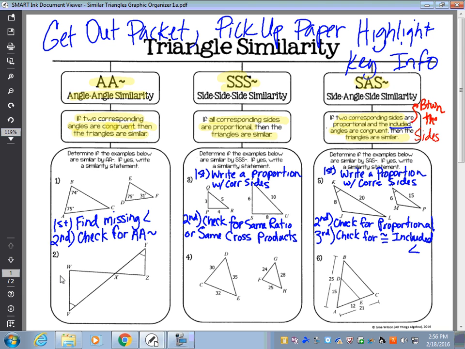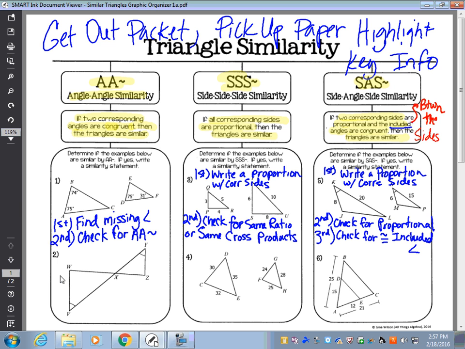Yeah, I need you to write down the steps for each way we're going to practice this. I'm going to check for understanding on these. We have several examples we're going to do together. There are 3 ways to prove triangles are similar. The first way is AA similarity.